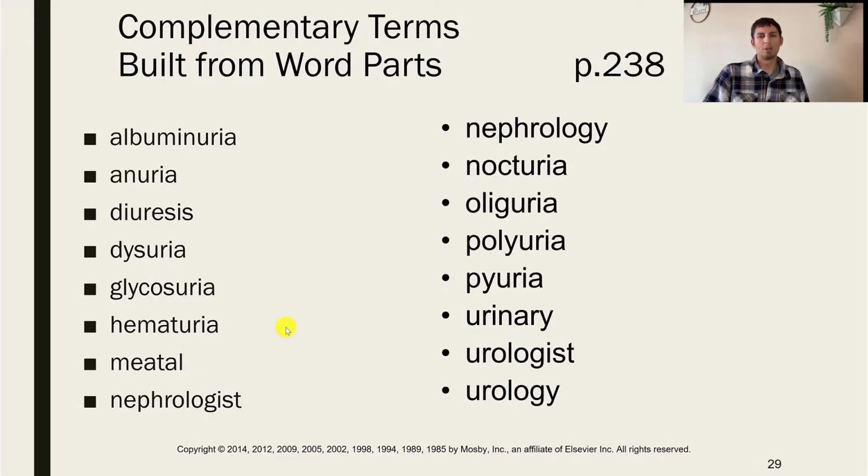Some of the complementary terms that are built from word parts are here on page 238. It's a pretty extensive list, so again, we're not going to go through all of these, but note, over here on the right-hand side, oliguria. We mentioned that before, oligo meaning scanty and uria meaning urine, so scanty urine or less urine output. Nocturia, uria meaning urine, noct meaning night, so urination at night. Polyuria, poly meaning multiple, so excessive uria. And we can see urologist and urology, again, those who study and the study of the urinary system.